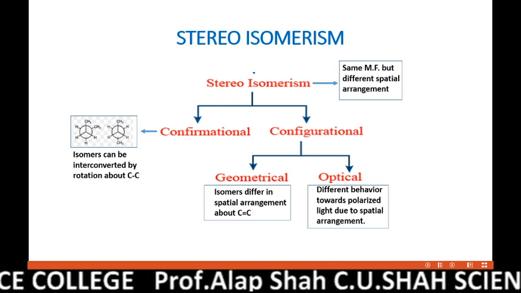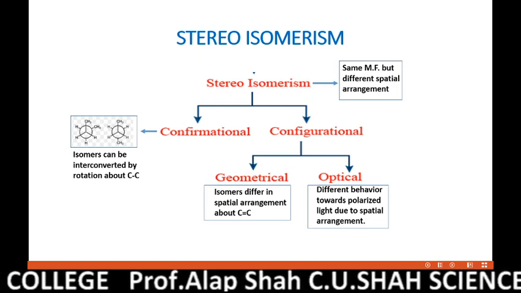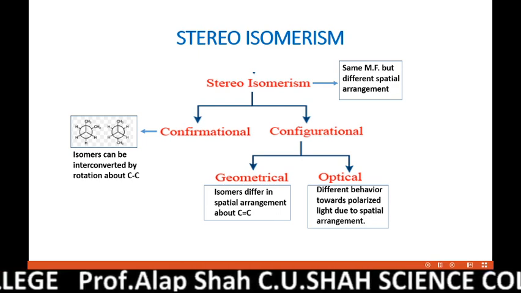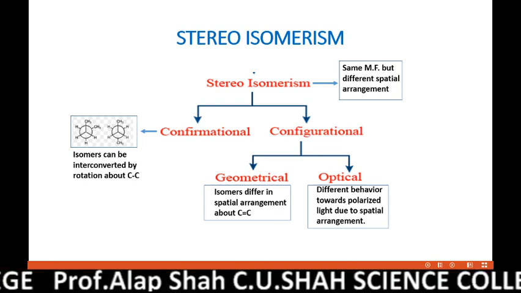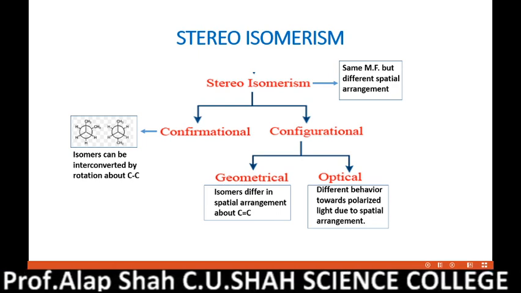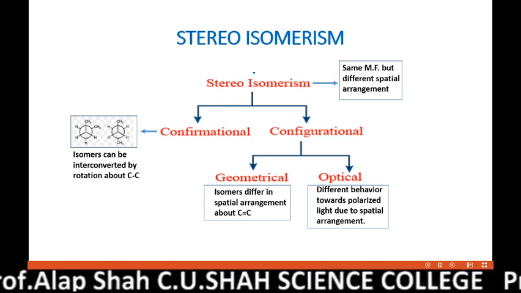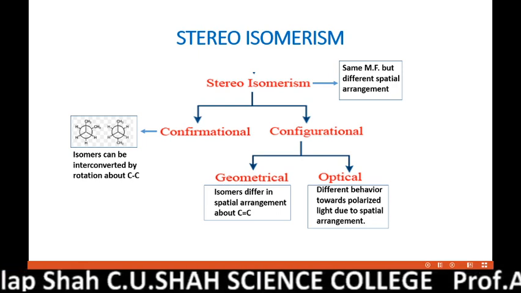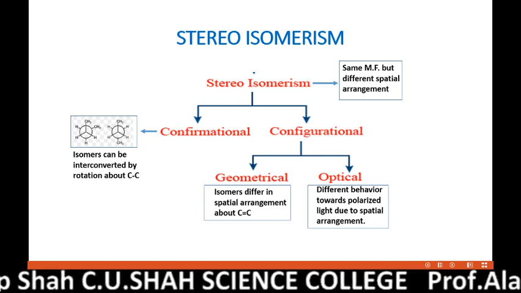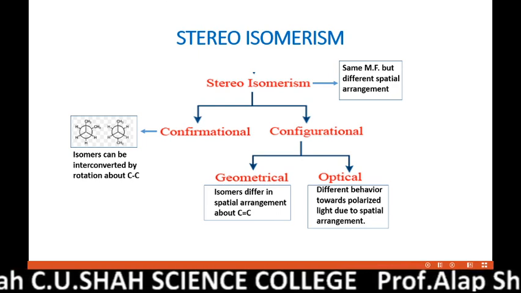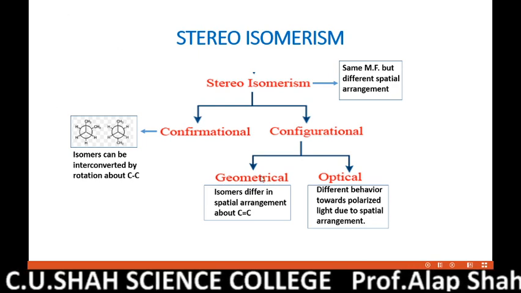Geometrical isomerism is also known as cis-trans isomerism. You know that in the cis isomer, equal groups stay on one side of the double bond, and in trans, the same groups lie diagonally across the double bond. So we can say that these isomers differ in spatial arrangement about a carbon double bond carbon.